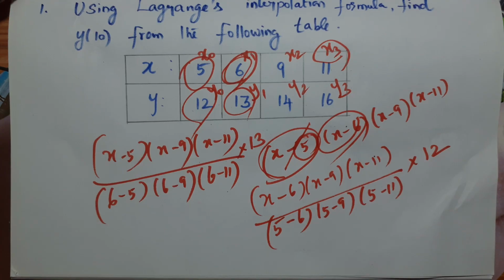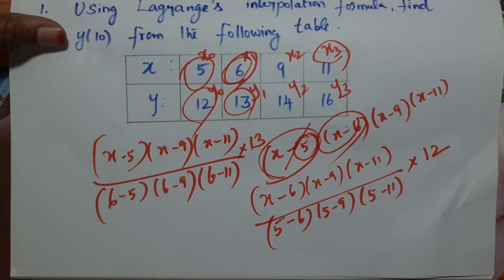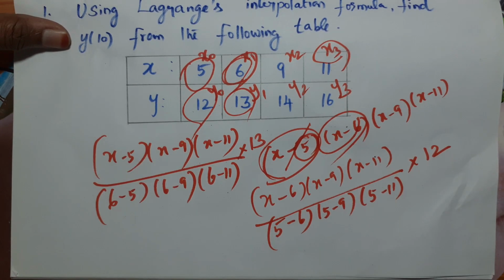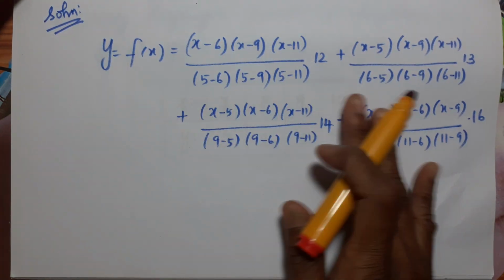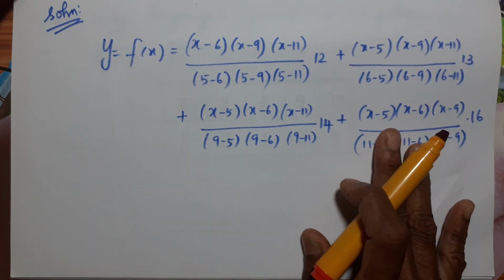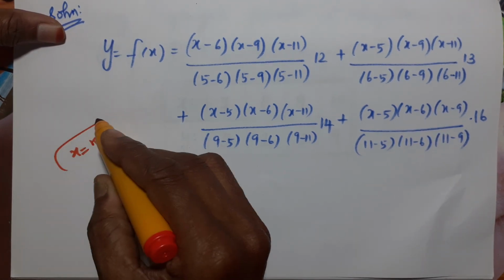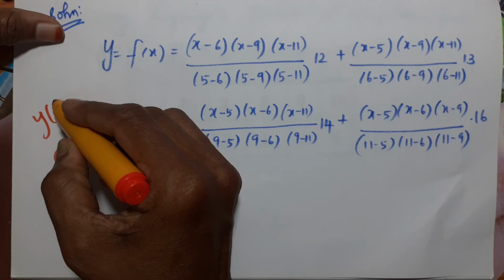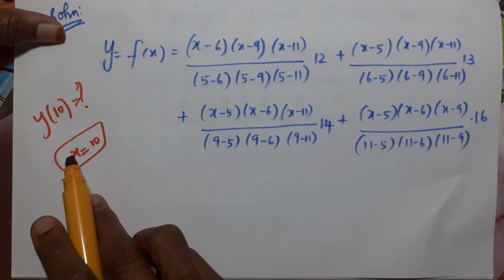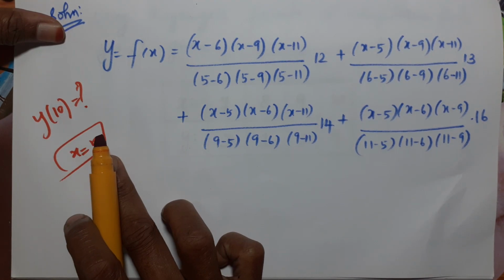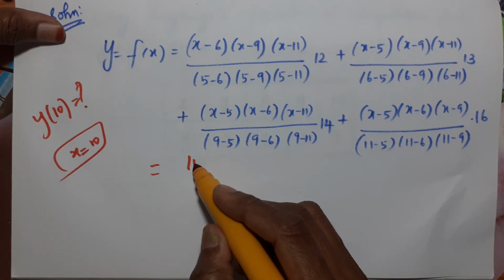Now what is the question they have asked? We have to find y of 10. So after applying the formula, no need to simplify here itself. We have to substitute x equal to 10. That is what the question asked us to find. We have to find y of 10. What is y of 10? So we have to apply x equal to 10.